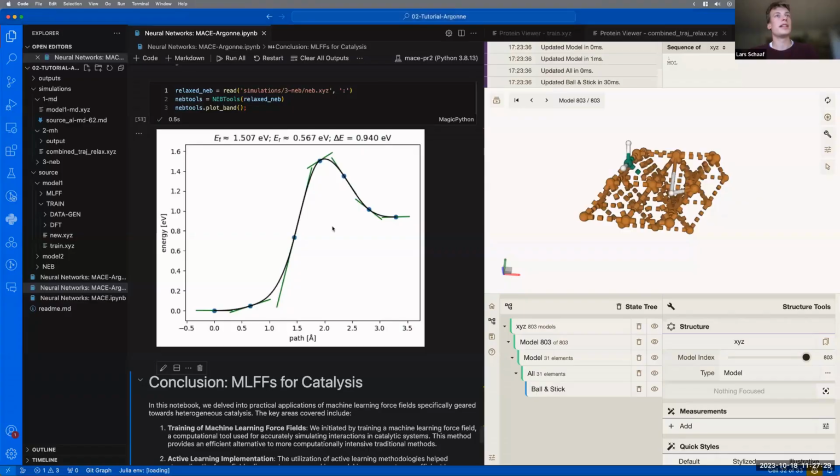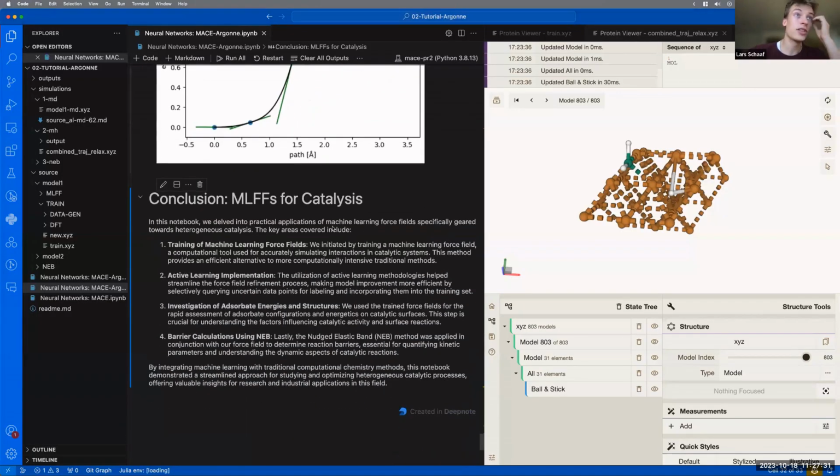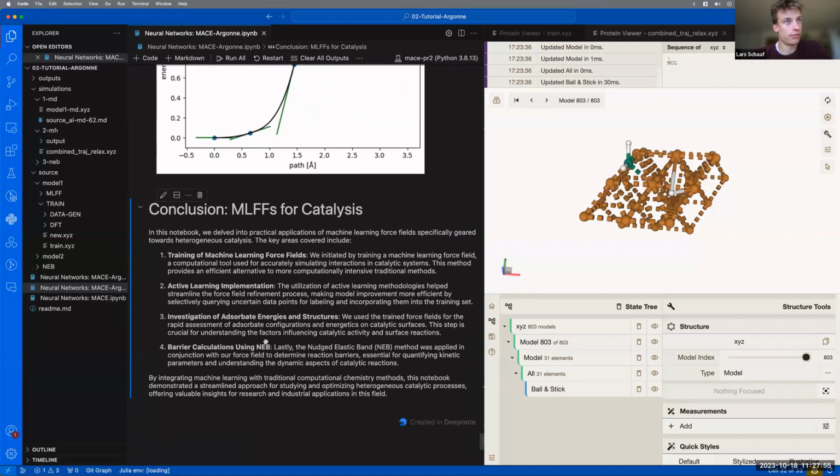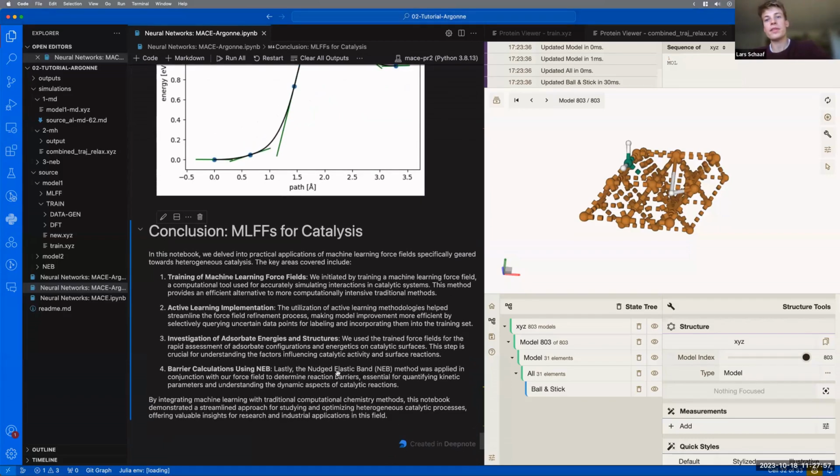That takes us to the end of the hands-on session. What we quickly looked at is training a machine learning force field. This MACE architecture is very simple to download and very simple to use. We looked at how you would go about doing some active learning, how you would find absorbent energies and structures using these computationally cheap tools, and lastly, how you would do some barrier calculations.